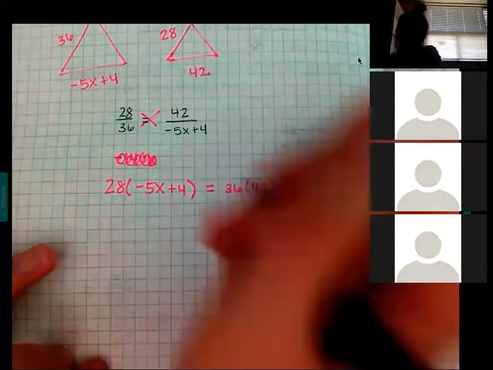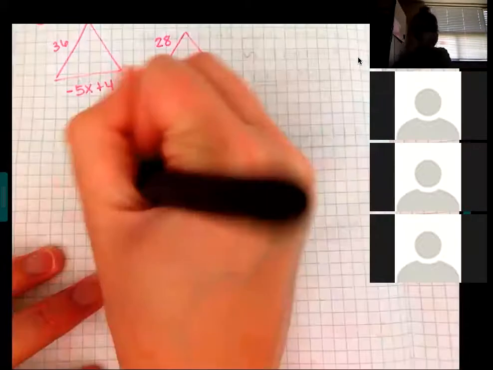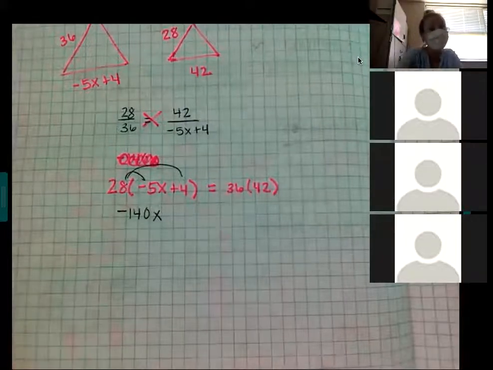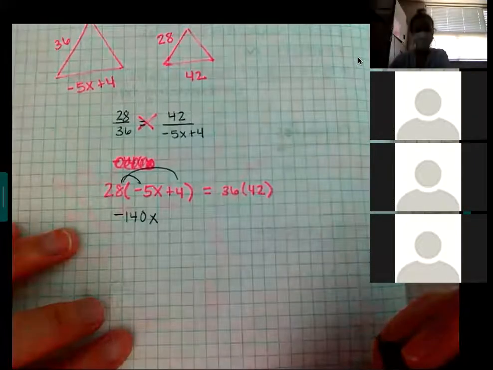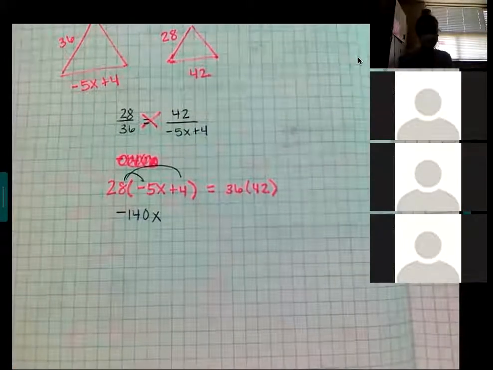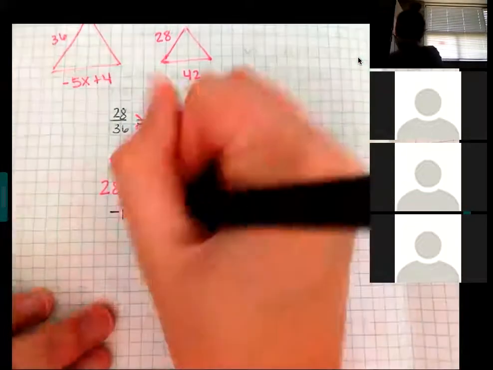Okay, 28 times 5, I know that's negative 140x. What's 28 times 4? 100 and what? 104? Good, I think. I got to double check. I got 114. You're good. I'm going to double check us. We're both wrong. It's 112. I feel dumb.